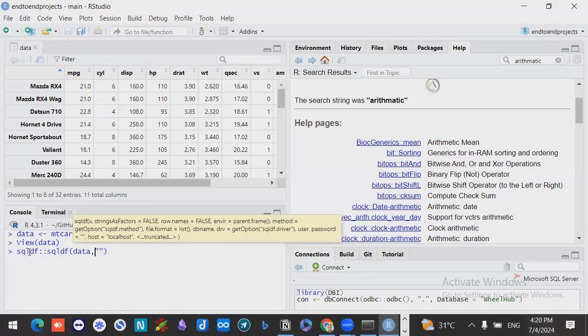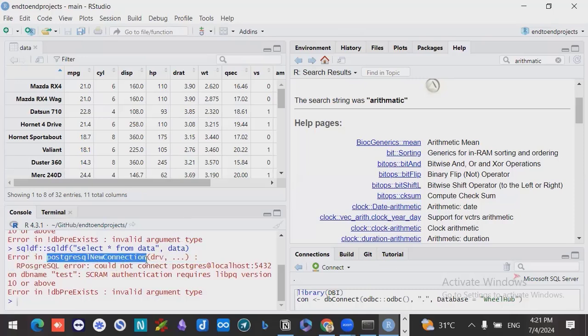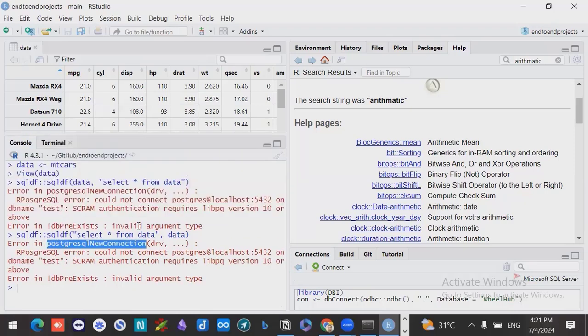First query, or next data, we have to write it. Select star from data, if I provide it. First, we have to give it an argument. Let's see. Oh, sorry, that is the problem. Here PostgreSQL is connecting. So that's the issue we are still facing.